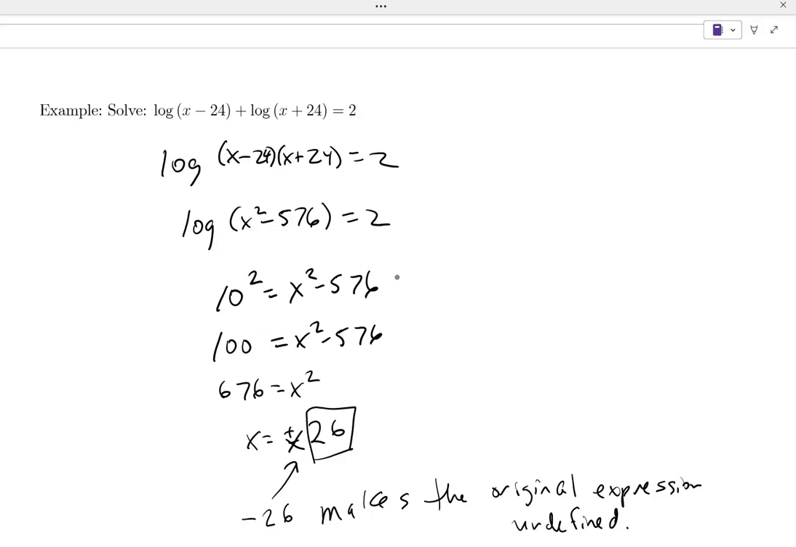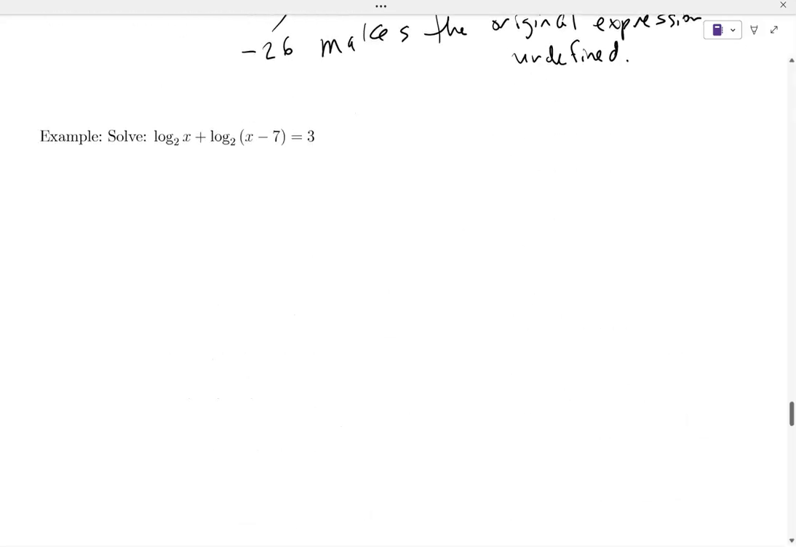That's okay? Yes? Does it just have to make one negative? It just has to make one of them negative, yep. If any of the expressions you have makes it negative, then you have to throw it out. Negative on the inside of a log. Yep. All right. I'll leave that last one there for practice.